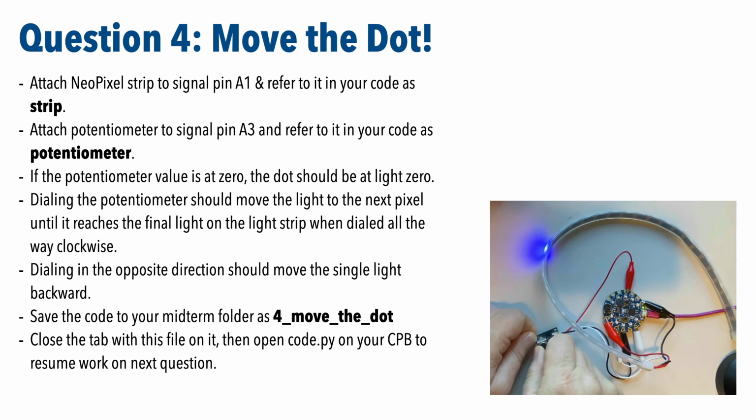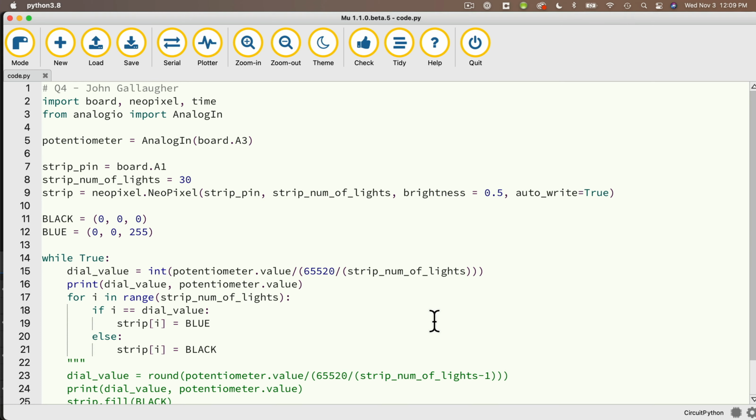This is what the build should look like when properly completed. And here's one way to solve the problem. So in this build, we need to import board, NeoPixel, and time, but we're also going to import analog in from analog IO because that's what we need to set up our potentiometer. And down here, we use analog in to create our potentiometer. I'm going to call mine potentiometer, and it's clipped to pad A3.